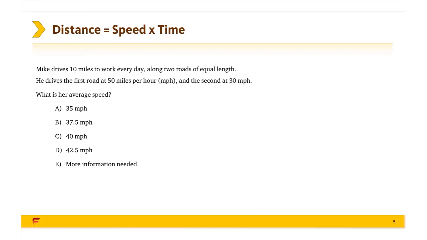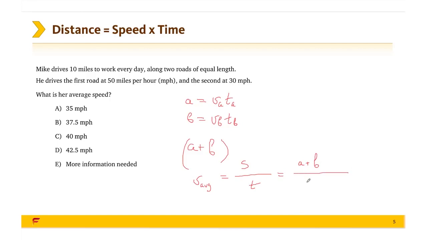Another question concerns distance. Distance as the product of speed and time. So I have two roads of equal length. Let's call them A and B. And the length of A is speed on A times time on A. The length of B is speed on B times time on B, right? So, in order to find the total length of the road, we just need to sum up A and B, right? And then what we need to do is find the average speed. And the average speed is nothing but total distance divided by total time. So total distance here is A plus B, and total time here is TA plus TB.